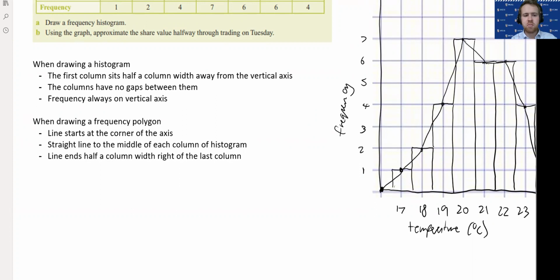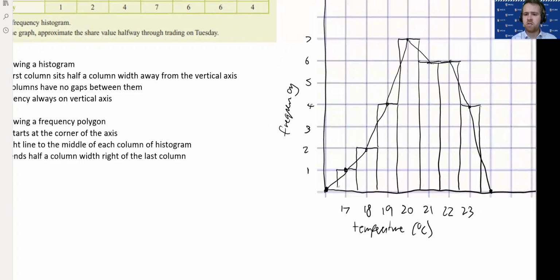When drawing a frequency polygon, okay, the line starts at the corner of the axis, so half a column width away from the first column, and then it moves to the center of each column, and then comes down half a column width away on the right.